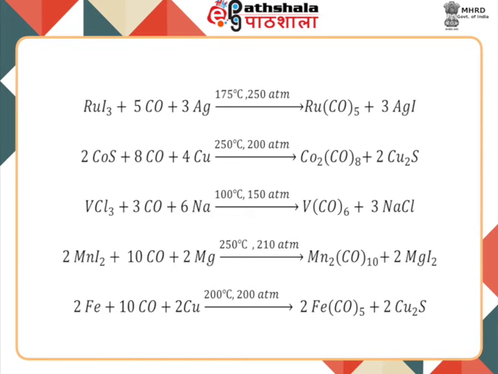For example, ruthenium triiodide can react with carbon monoxide in the presence of silver at high temperature and pressure, resulting in ruthenium pentacarbonyl and the formation of silver iodide. Here we can see silver has undergone oxidation, resulting in the formation of silver iodide, and there are numerous examples.